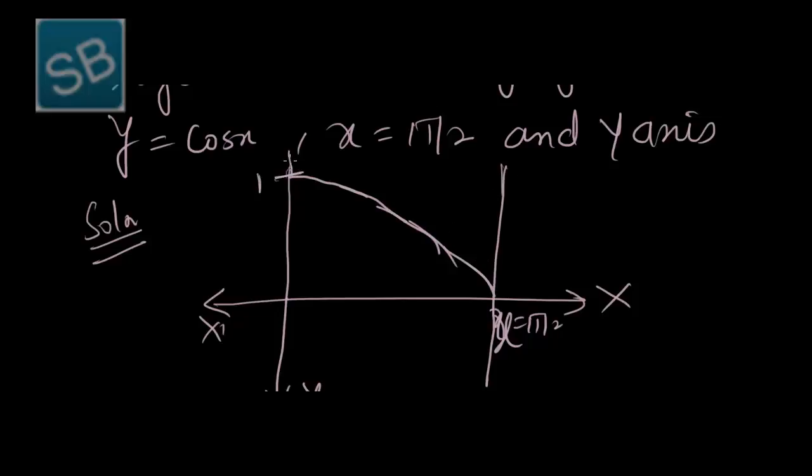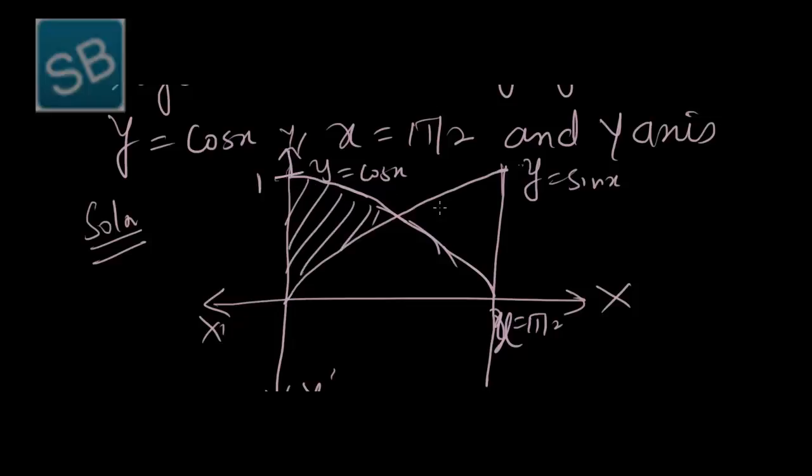Say this is 1 of the y-axis, and at x is equal to 0, sine is 0, and at x is equal to pi by 2, sine is 1. So this is the y is equal to sin x curve and this is the y is equal to cos x curve. So we have to find the region between the y-axis, that is x is equal to pi by 2, and the curve.